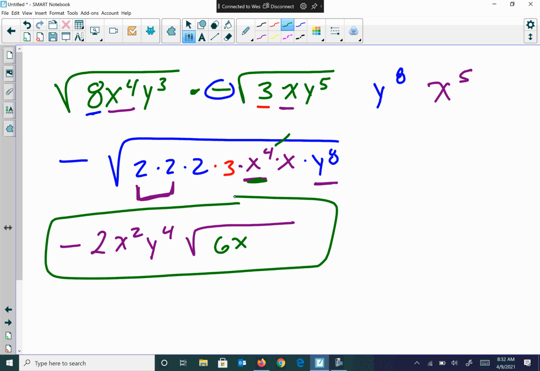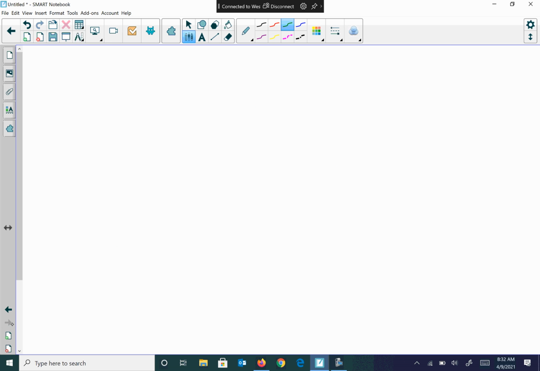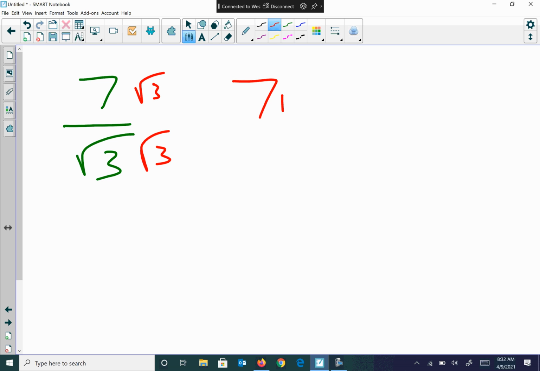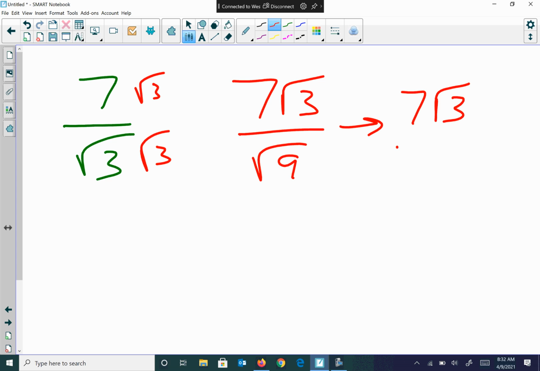Positive, okay? Now, what if we had something like this? We did these yesterday. Let's say we had 7 over square root 3. I don't want a radical on the bottom, right? I'm going to multiply root 3 on both top and bottom. So 7 times root 3 is 7 root 3. Root 3 times root 3 is root 9. What's root 9, friends? 9 is 3.